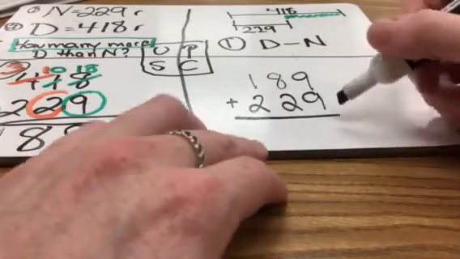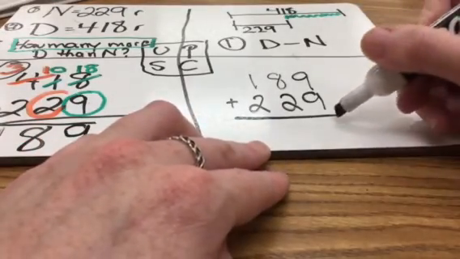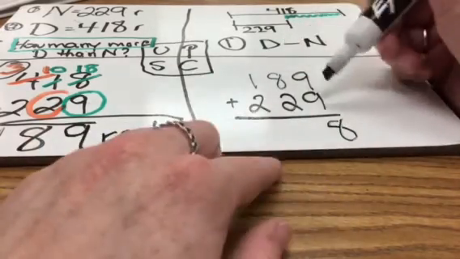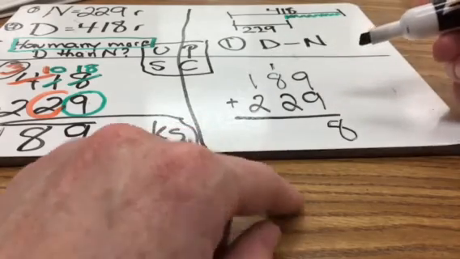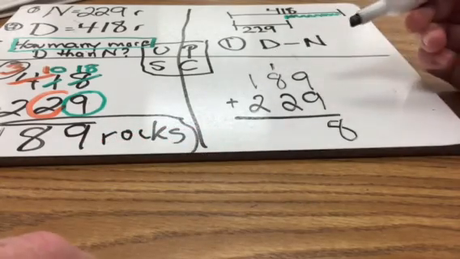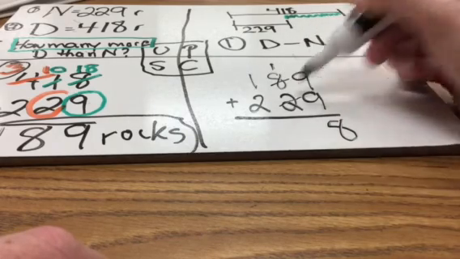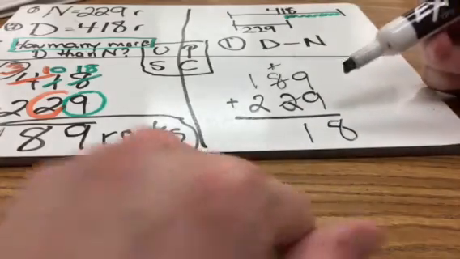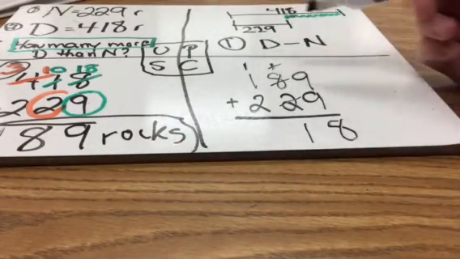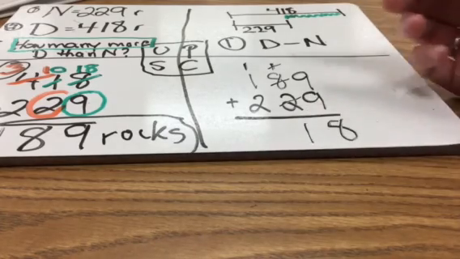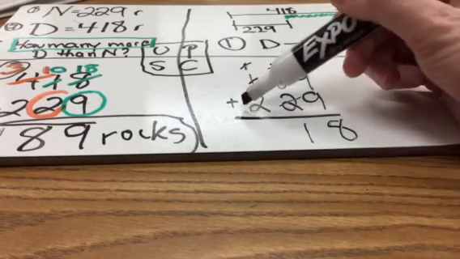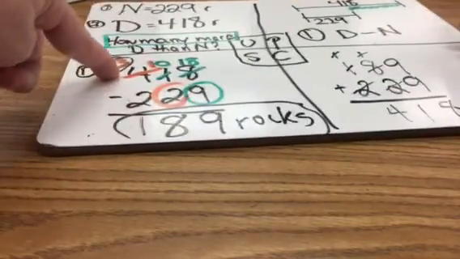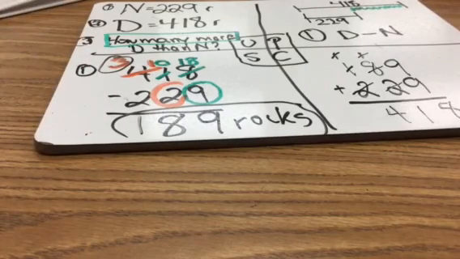9 ones plus 9 ones is 18 ones. I can't have 18 ones, so I'm going to trade 10 of those ones in for 1 ten that I'm going to put here in the tens column where it belongs. Well, I see 8 and 2, that's a tens fact, so that makes 10, and one more is 11. I have 11 tens. I'm going to trade 10 of them in for 1 hundred, and I'm going to leave my 1 ten there. 1 and 1 is 2, 2 and 2 is 4, 418. That matches with our top number here, 418, so I know that I did it correctly.